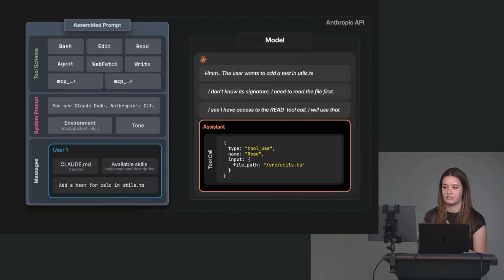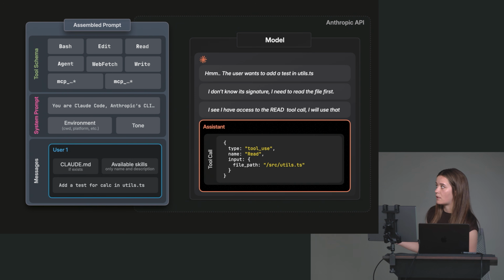It sees the entire assembled prompt. Well, the user wants to add a test in utils.ts, but nowhere in our assembled prompt have we added this file yet. So it can't do anything. But what it does see is that in our tool schema, we have a read tool call. So it does understand: okay, if I don't have access to something, then just use this read tool call.